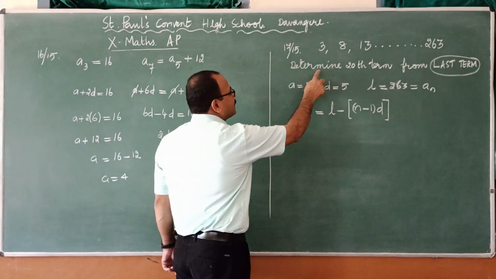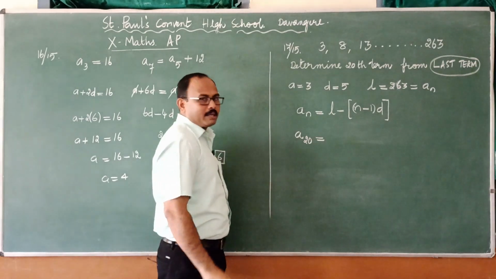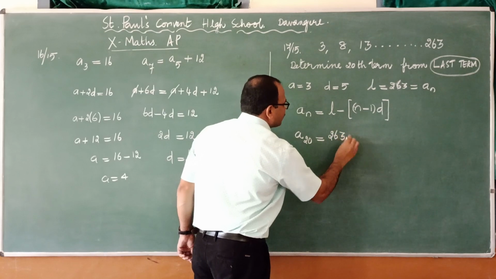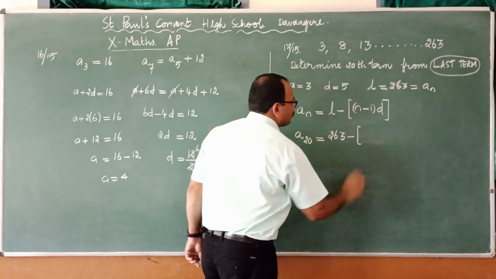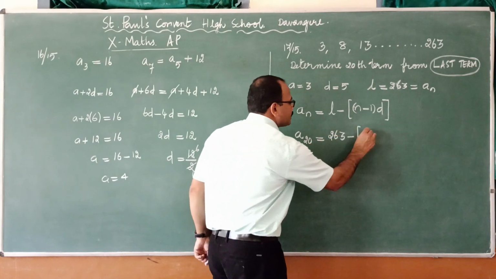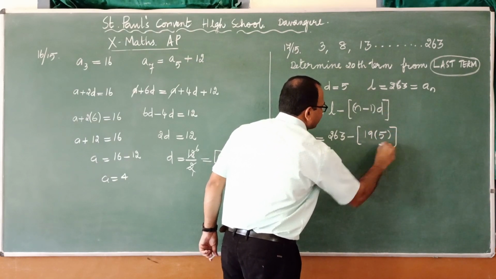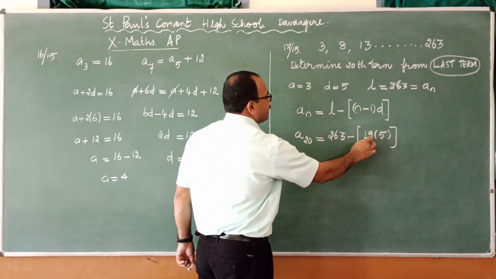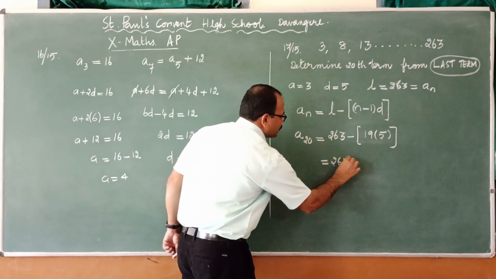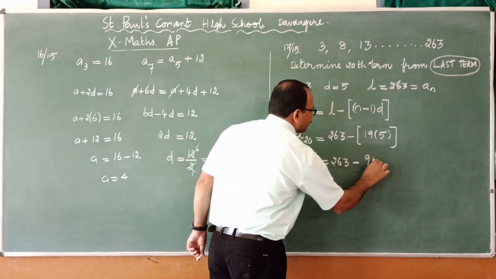Here they have asked to determine the 20th term. The 20th term, children, by substitution, is equal to the last term we have calculated, 263, minus, this is 20, children, 20 minus 1 becomes 19, into d, which is 5, as we have calculated. n minus 1 is 20 minus 1, 19, d is 5. Therefore, this will be equal to 263 minus 19 times 5, which is 95, children.